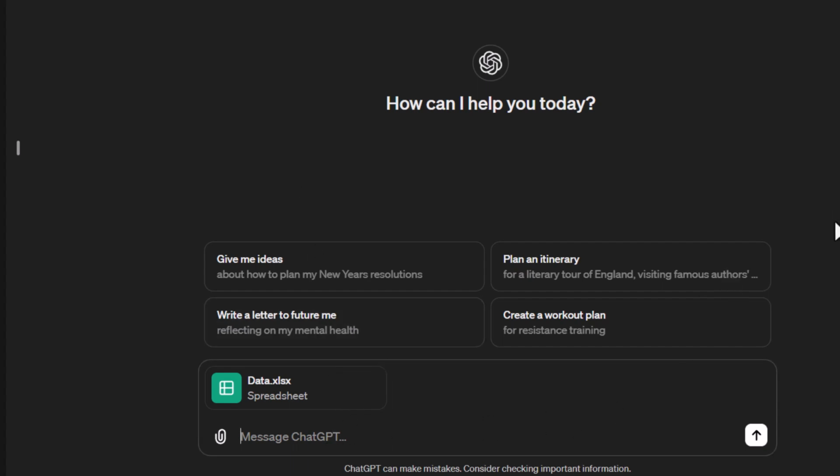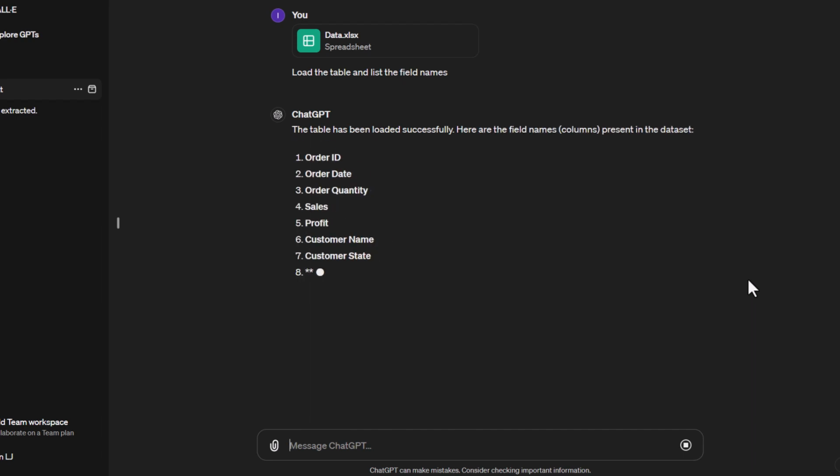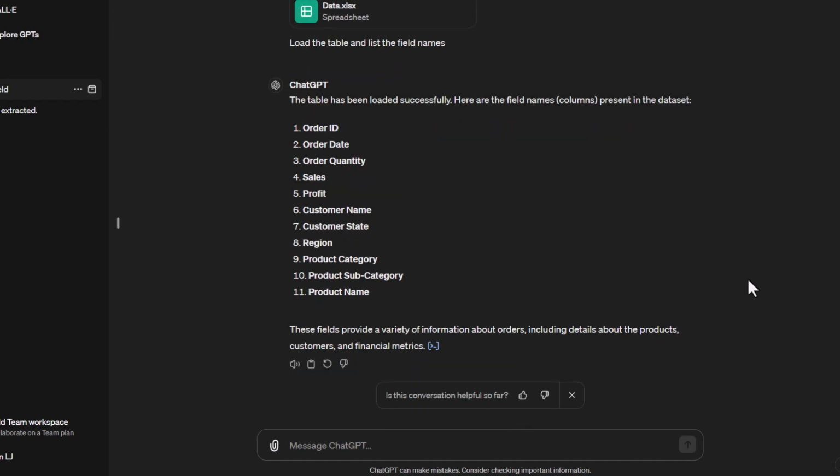So the first step we're going to do is let's load the table and we're going to list the field names. So we'll just get ChatGPT to do that. Okay, so it tells me the table's been loaded successfully and we've got the list of the fields that we're working with. Now, when it comes to Pareto analysis, often what we find is that a small percentage of something can have a much bigger consequence.